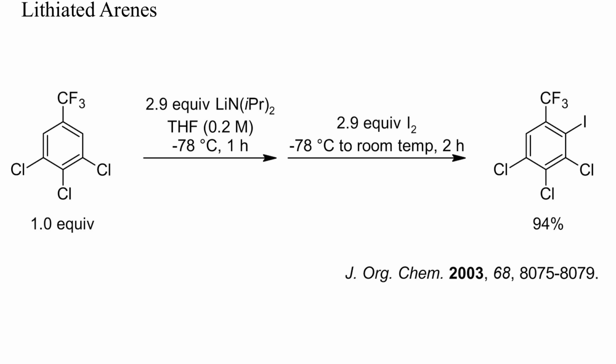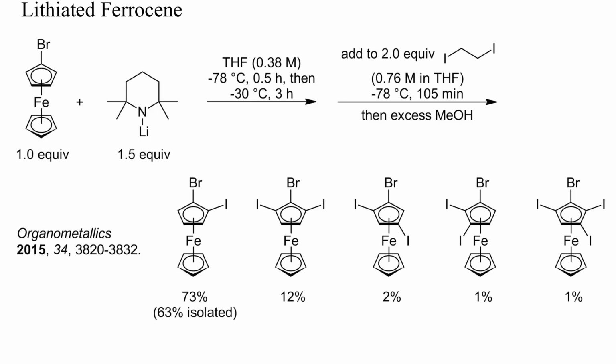The success of these reactions largely depends on the stability of the lithiated arene. Here, to avoid fragmentation into lithium chloride and an aryne, the temperature had to be low. Polyhalobenzenes are acidic though, and the lithiated arene in this case was probably quite stable. In this example, bromoferrocene was lithiated and then iodinated with diiodoethane. Iodination occurred mostly ortho to the bromine atom.